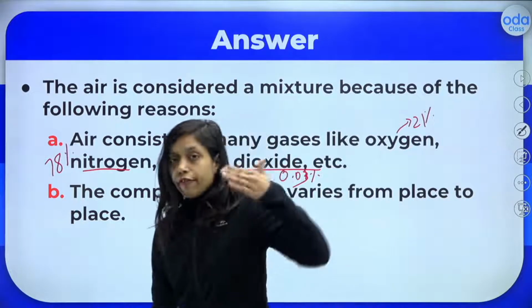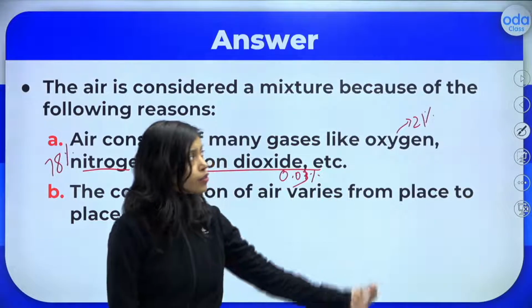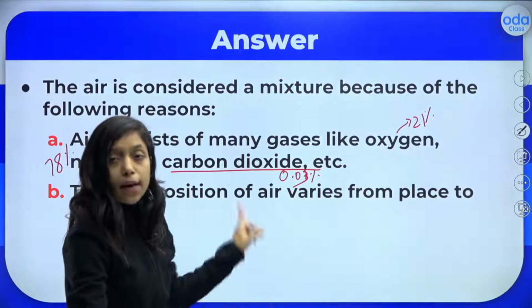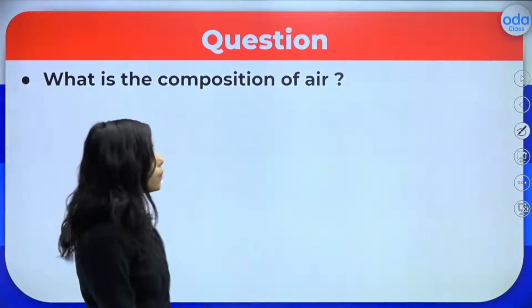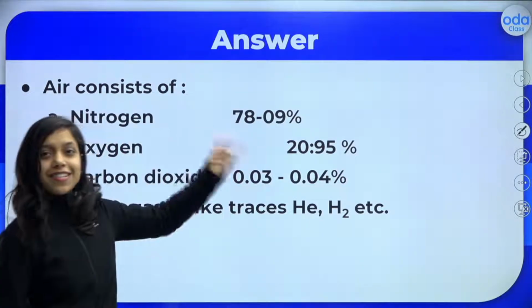As I told, when you are at a lower altitude, you have high air density. When you start moving up, the air density will decrease. So that is why it is called a mixture of gases. What is the composition of air? What is air made up of? This is very important. I have discussed this several times.